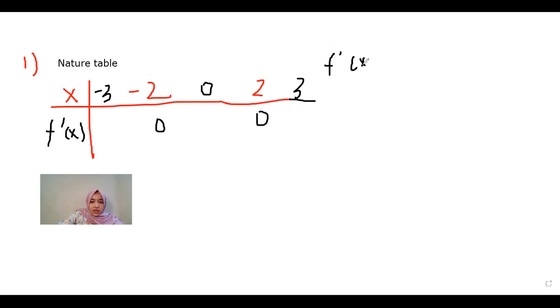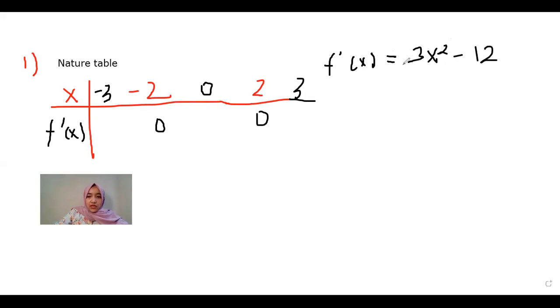Let me write it again here. So the first derivative is 3x squared minus 12. Sorry, let me erase this and then write it again. Okay, so we need to substitute.